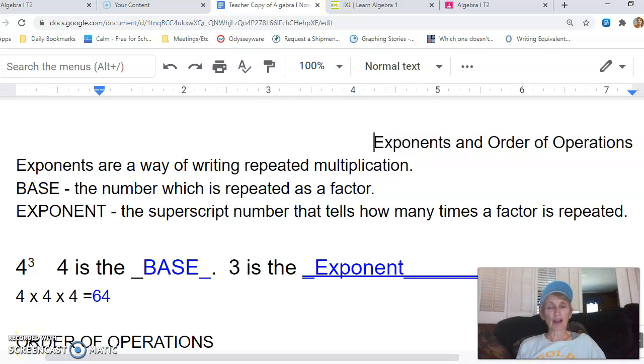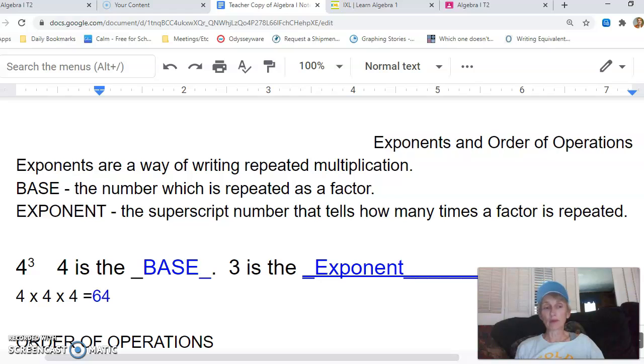Hi guys, Algebra 1. So a little background information that you really should know, but I don't like to make too many assumptions, so we're going to talk about it a little bit. Just a little review over exponents and order of operations.